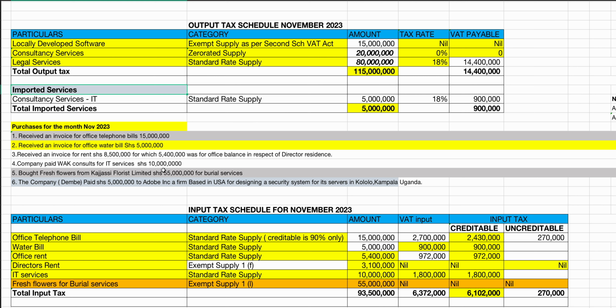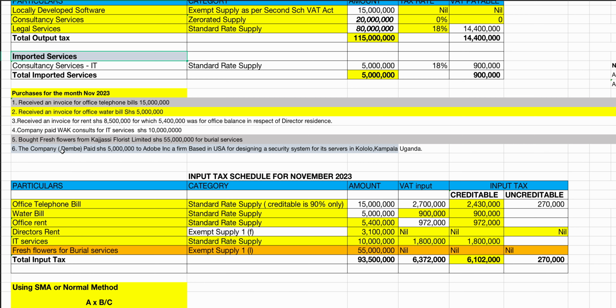For today's video, I will not go into details, but the imported service is paid by you, the client, who is paying for the service to Adobe Incorporation. You are supposed to pay for the imported services and raise the VAT to the Revenue Authority. So when it comes to the 5 million paid to Adobe for the security service, yes, it may be online. They didn't need to come to Uganda to offer us the service. It was online, but they accessed our servers, which are based in Kololo, Kampala. So that becomes an imported service.